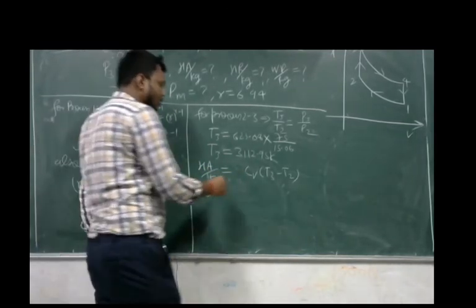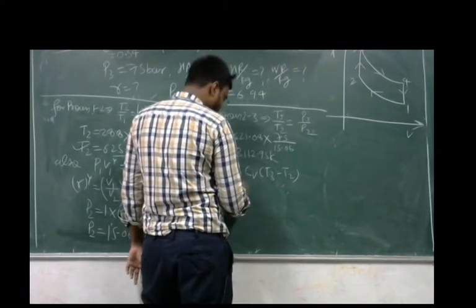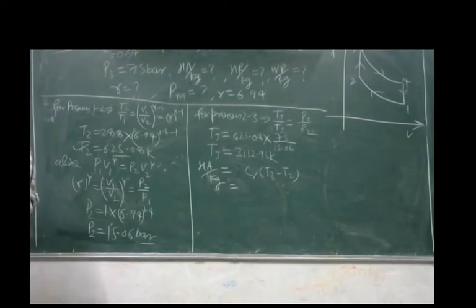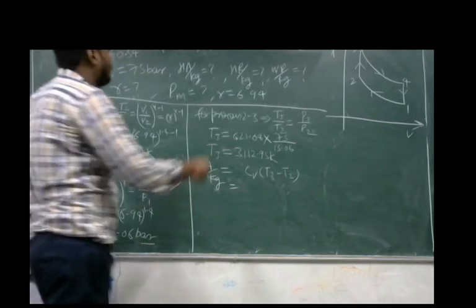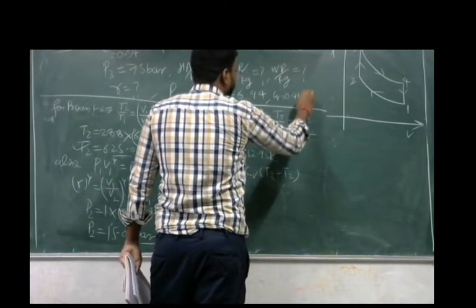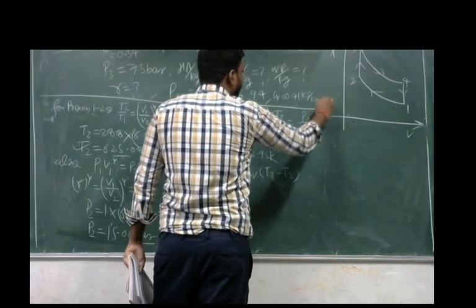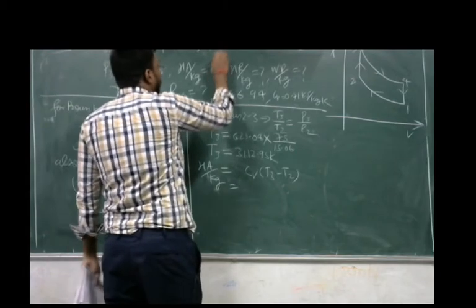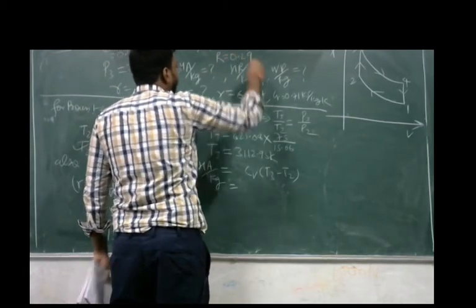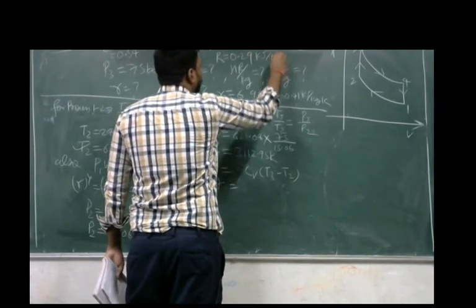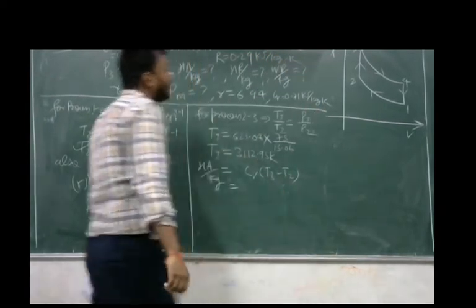So we get the value equal to... The value of Cv is given in the question. Value of Cv is given equal to 0.71 kilojoule per kg Kelvin. Okay, and value of R is also given in the question. Value of R is given 0.29 kilojoule per kg Kelvin.